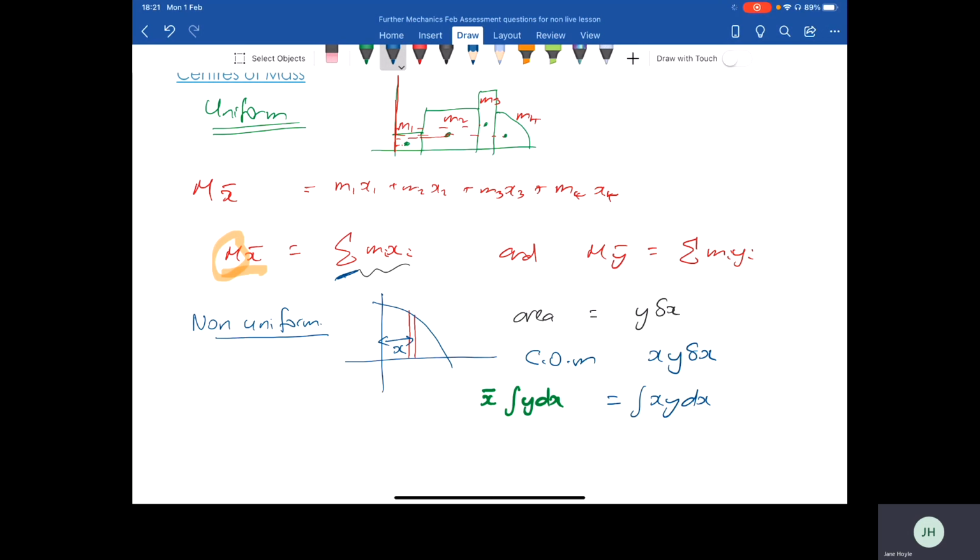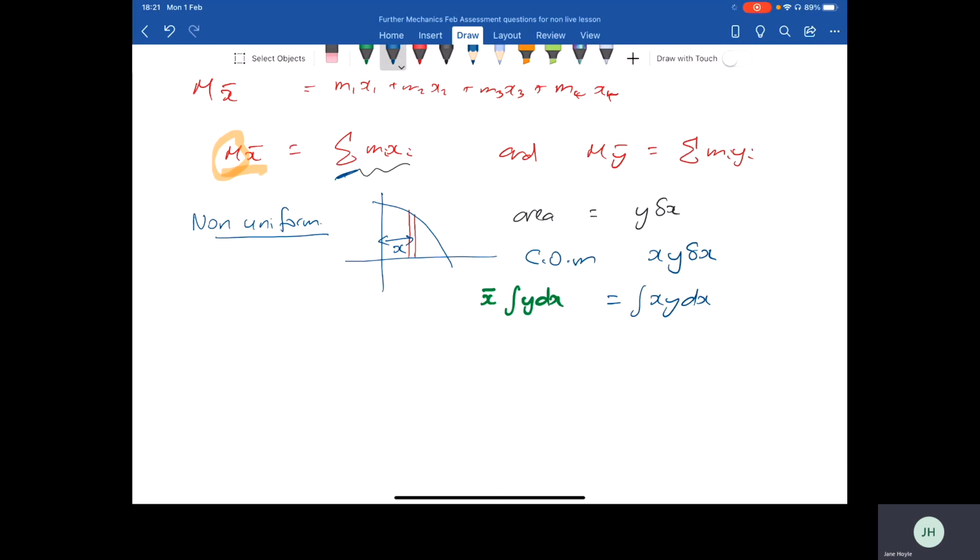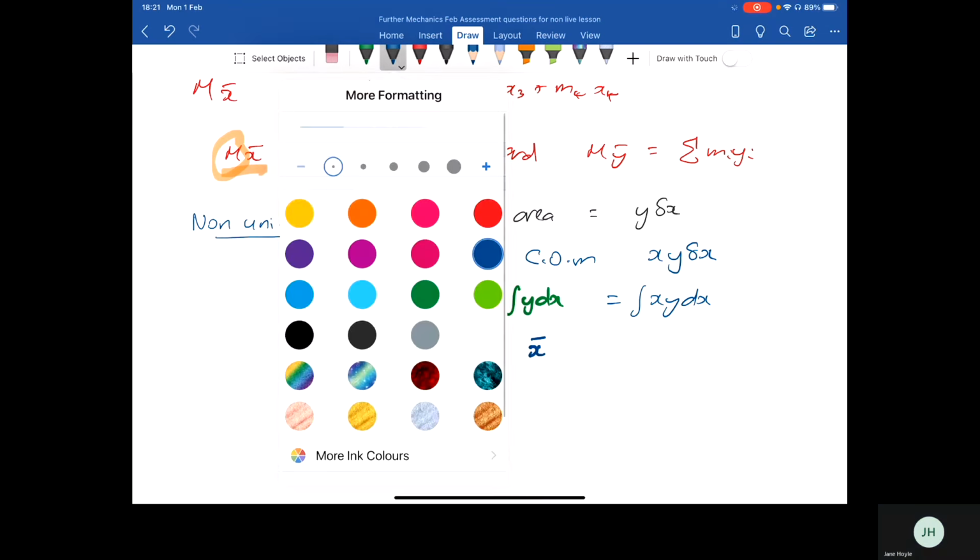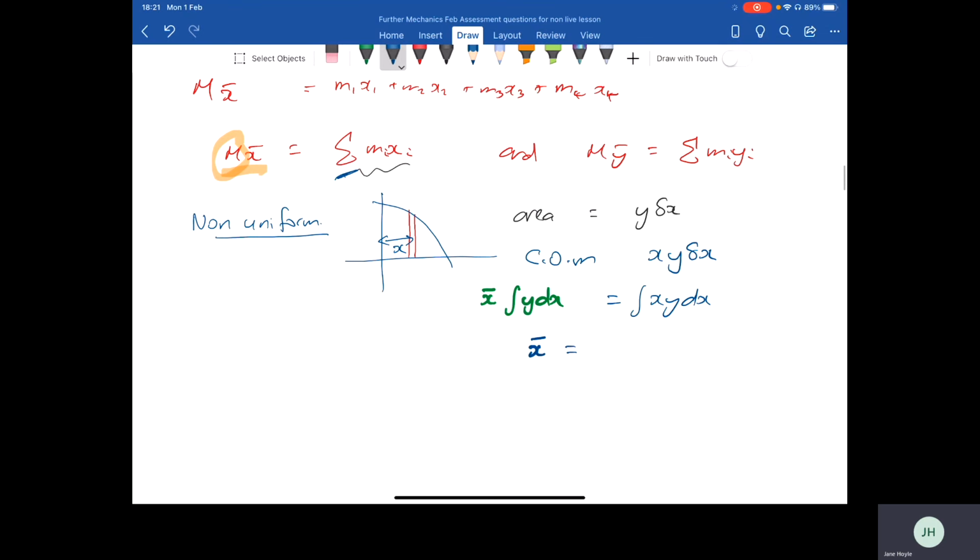So we have got to work out the coordinate of the x. You've got x bar is equal to, instead of y rather, we can write x. So x f of x dx over the integral of f of x dx.